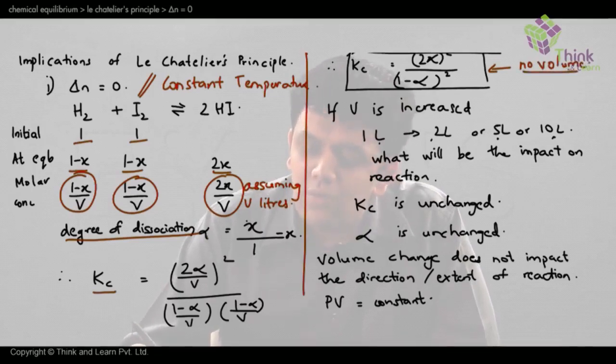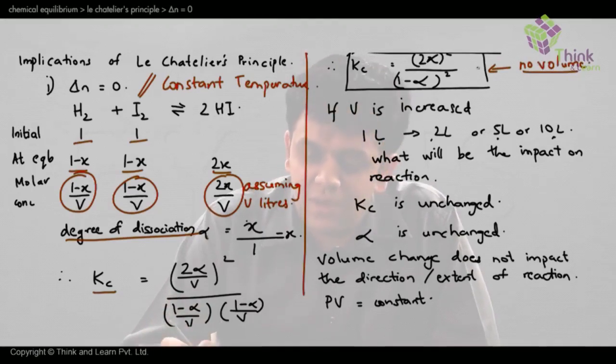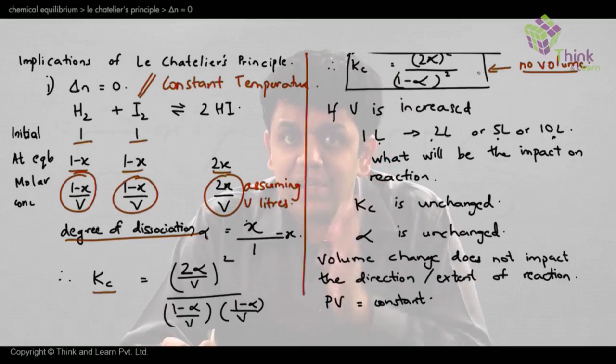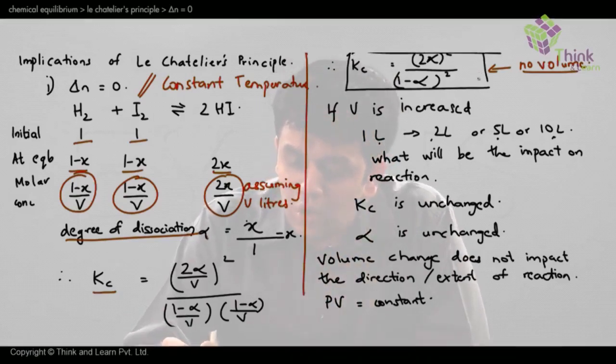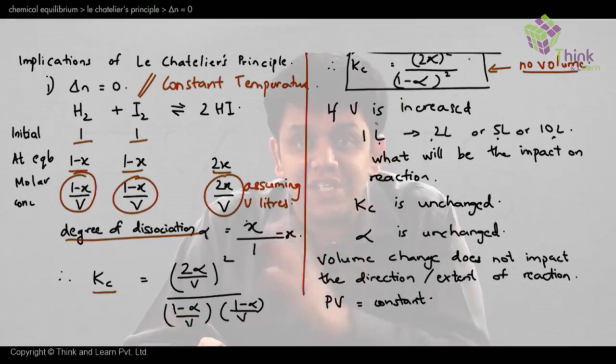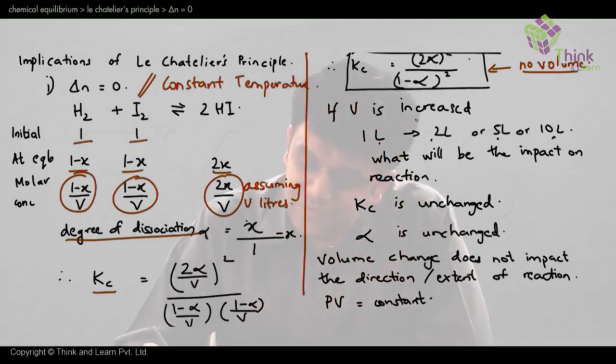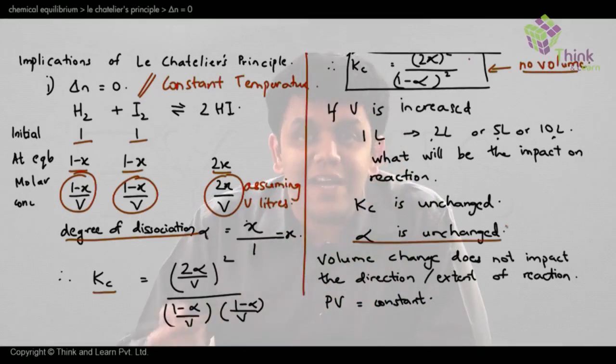Okay. So now the question is, if volume is increased, what is the impact on the reaction? Now at a constant temperature, Kc is constant. So if volume is increased, is there any impact on the reaction? Because there is no volume term in the Kc, we can safely assume that even if the volume is increased or volume is decreased, it will have no impact on the reaction. Alpha will remain unchanged. So if alpha is unchanged, then there is basically no impact on the reaction.